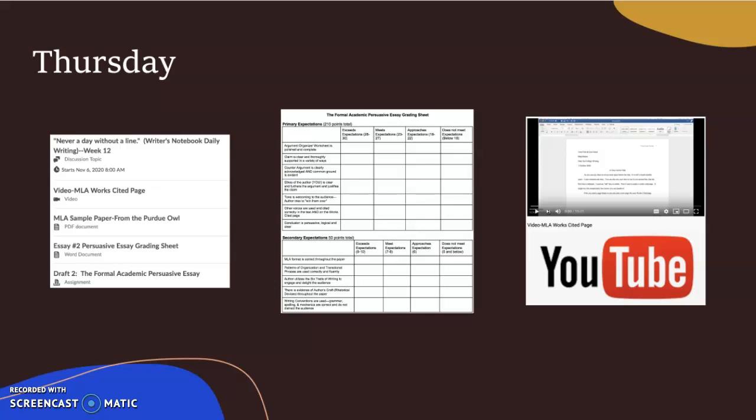I'm giving you a lot more time this week. You only have 2 voice threads. One is kind of a regular length and one is super short. So I think you're going to have enough time to spend on your persuasive essay. I also posted, excuse me, I also posted the grading sheet. So that's right here, the grading sheet.